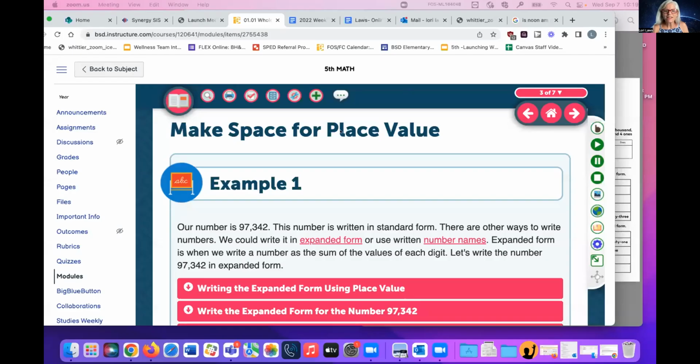Zoom recording, good. Okay, so you should have read 97,342. This number is written in standard form. Remember, standard means regular. There are other ways to write numbers.